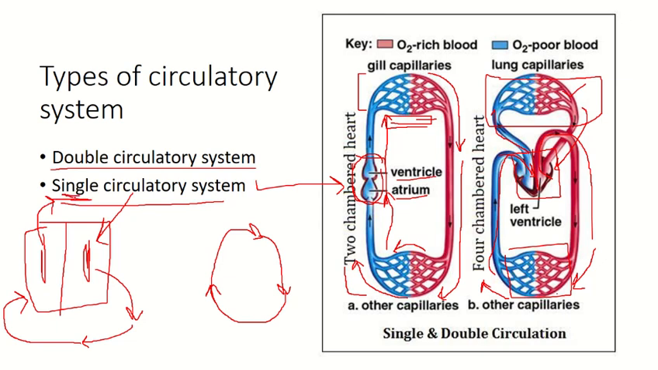So this is the lungs, this is the heart, and that is the body. So you can say that at the same time it is receiving oxygenated as well as deoxygenated blood. So that's why this is called a double circulatory system. Okay, so this is the single circulatory system and this is the double circulatory.